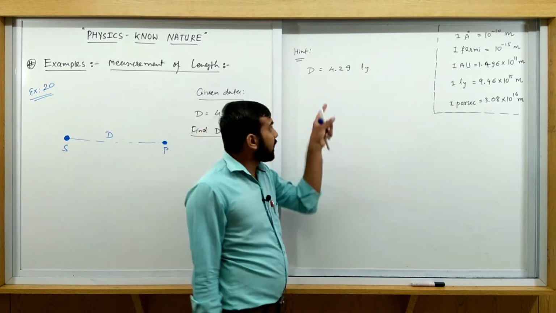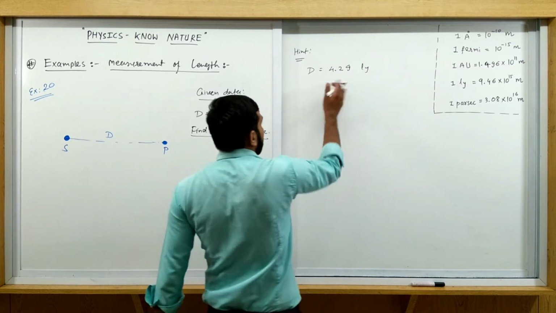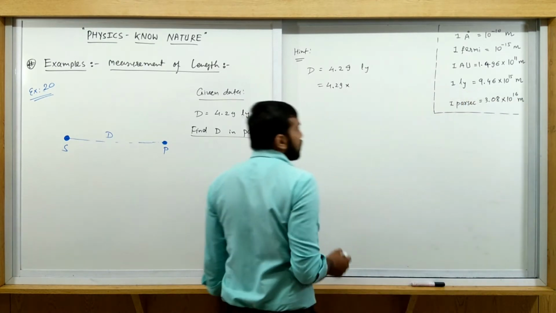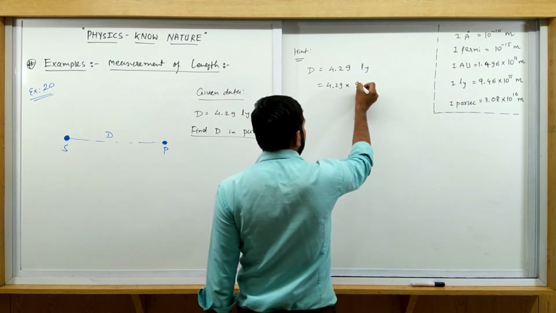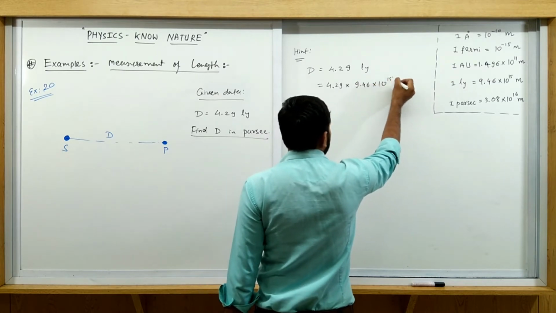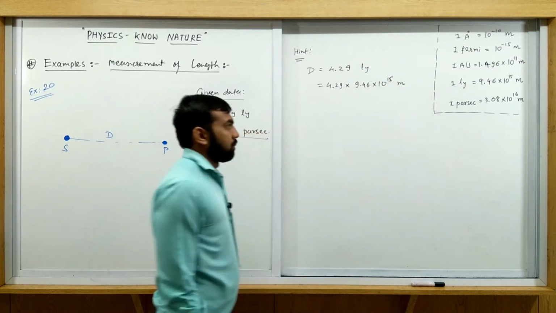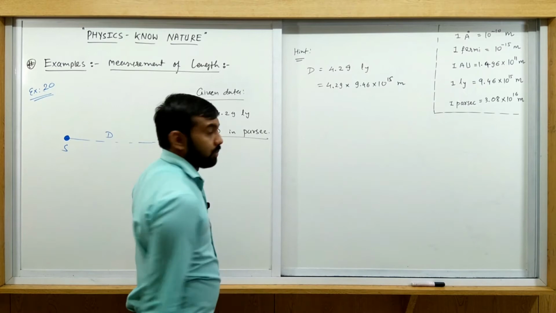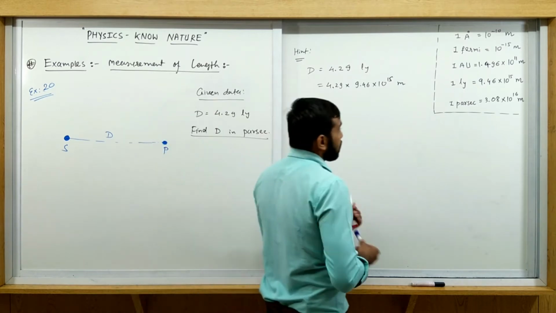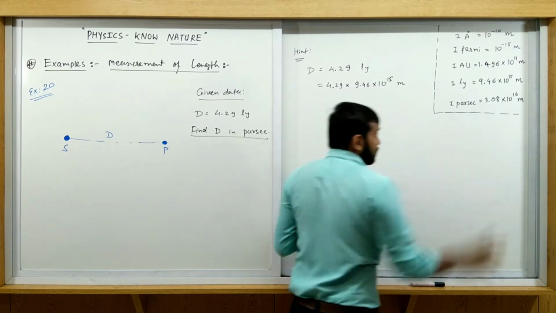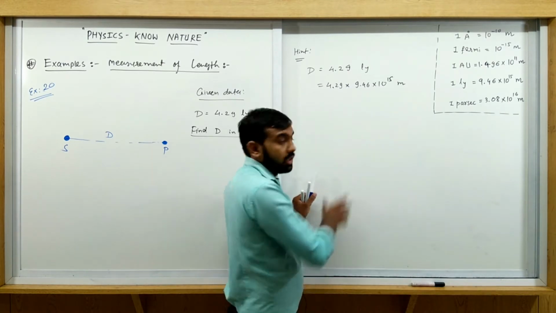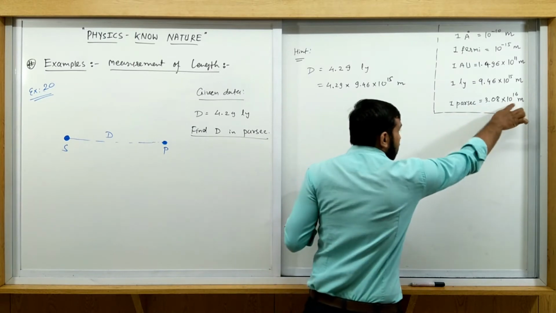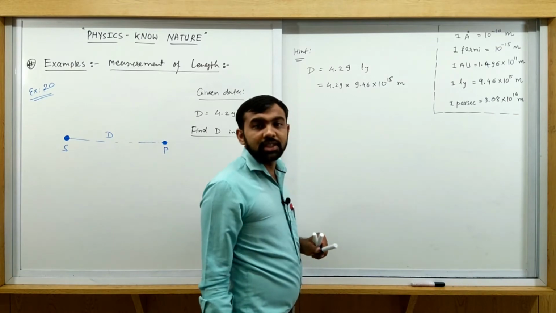So first you convert this value into meter. So 4.29 into what is in light year? 9.46 into 10 raised to 15 meter. Now convert this into parsec. This is in meter. Okay, so from this data, what do you say here? 1 parsec is equal to this much of meter, but we have this meter. So what is 1 meter? 1 meter is equal to 1 upon this. 1 meter is equal to 1 upon 3.08 into 10 raised to 16 parsec.